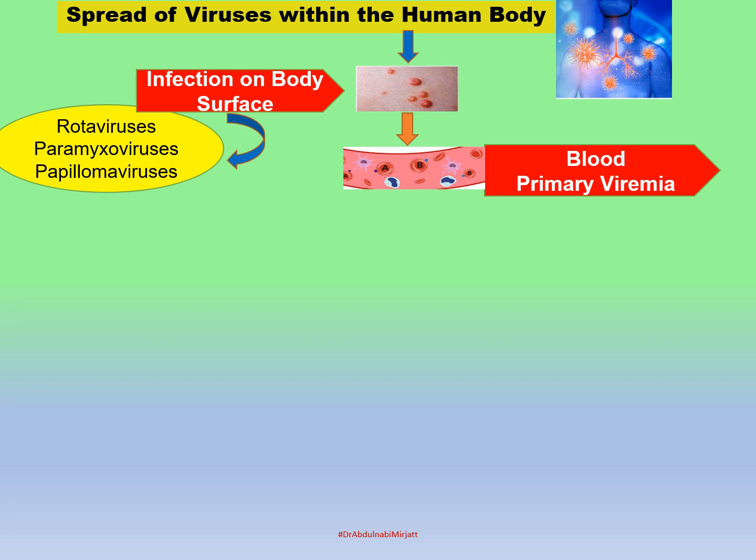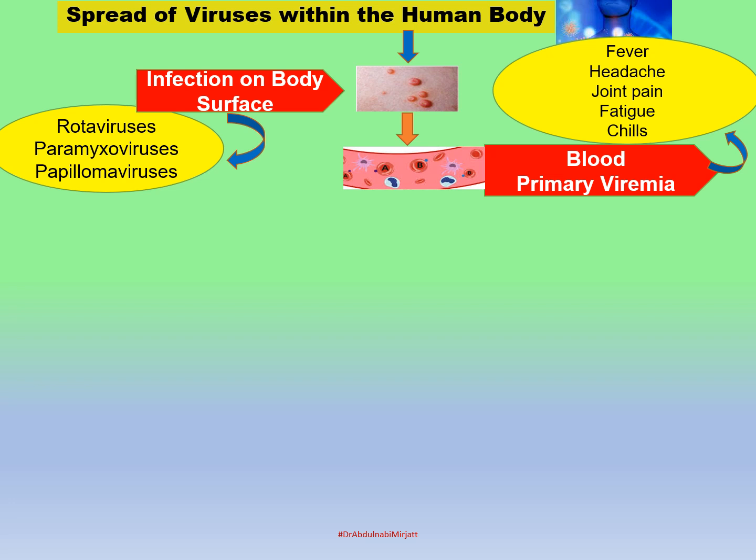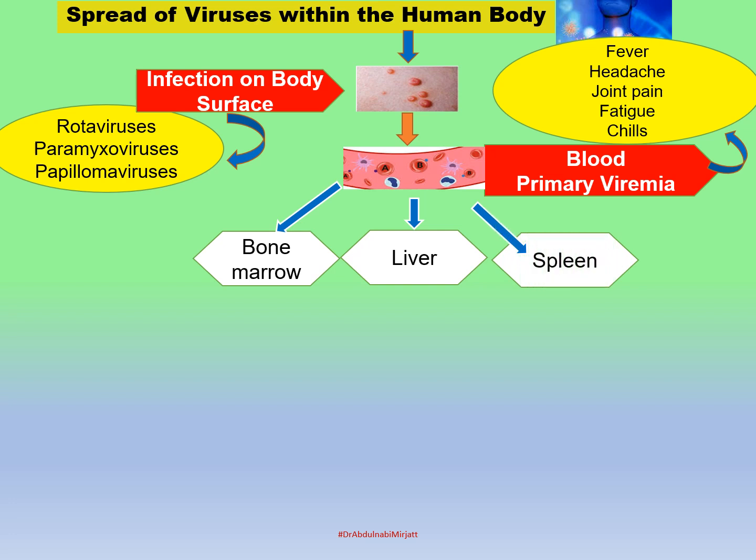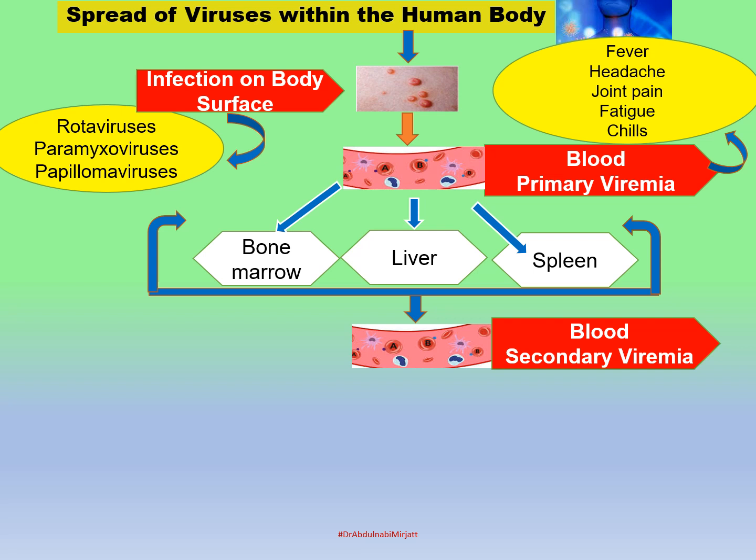Here there will be some clinical manifestations appearing in the patient due to viruses in blood such as fever, headache, joint pain, fatigue, chills. Now the viruses will further move to the organs of the reticuloendothelial system such as bone marrow, liver and spleen. Now here viruses will further replicate and move again to enter the blood to reach their target area. So this is called the secondary viremia, as the viruses enter the blood for the second time. From this region, viruses will move to their specific target organs to cause the infection such as the respiratory tract.